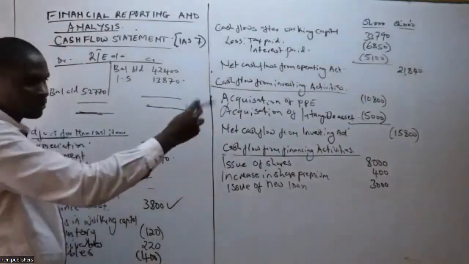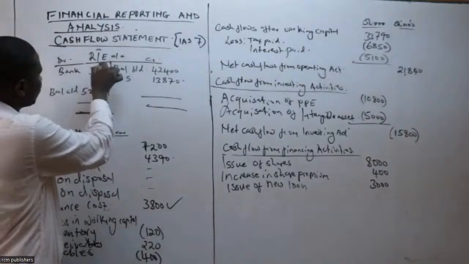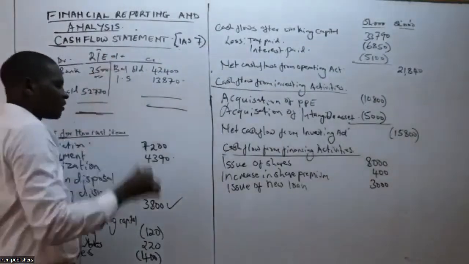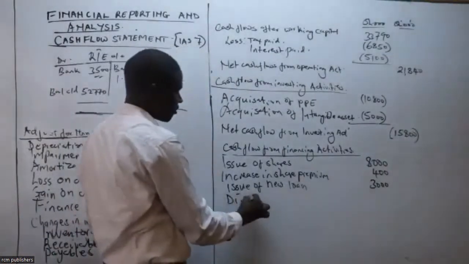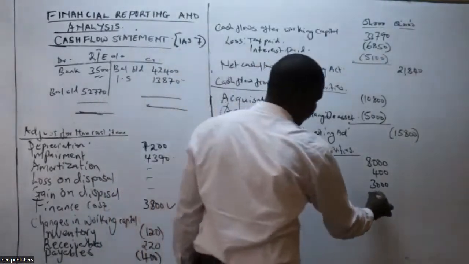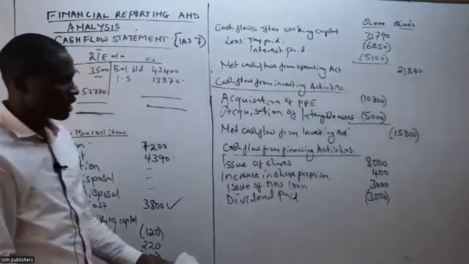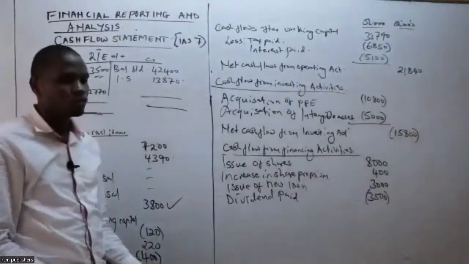So already I've been given, what are you giving me? I think Agnes has done everything, she is giving me the bank here, it will be 3,500. So this is the dividend paid. Remember, dividend is always paid from the profit. Dividend paid of 3,500. So that was an outflow, and therefore we have to reduce it.